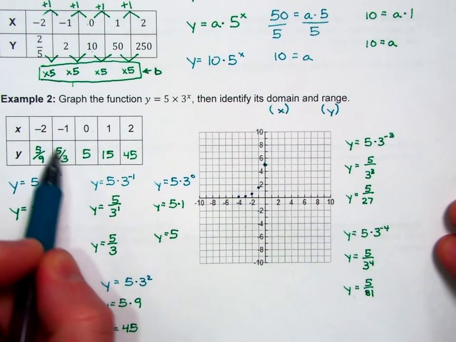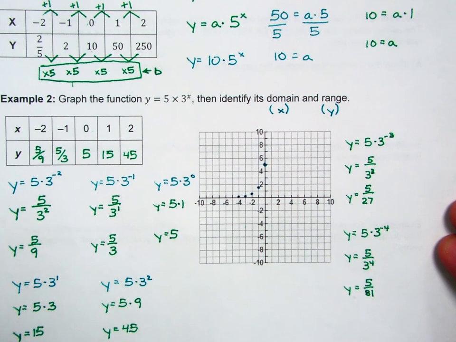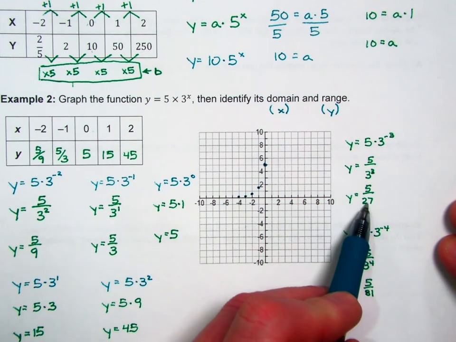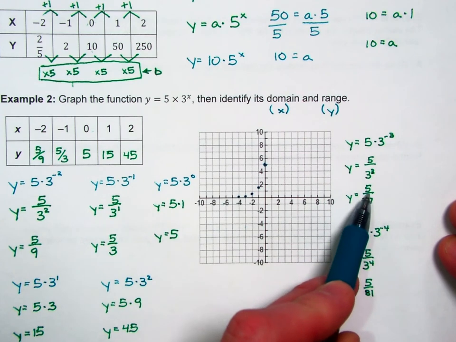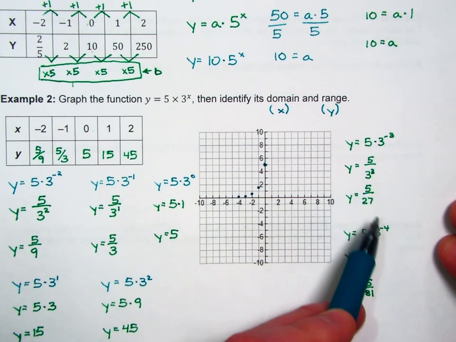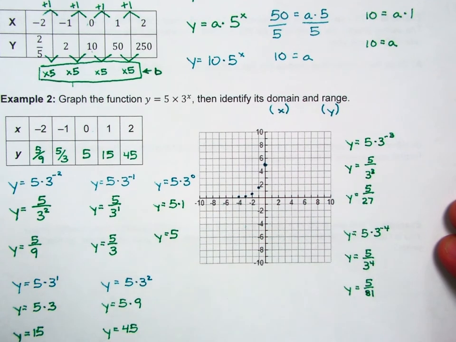So as my x values get smaller and smaller and smaller, okay, what's actually happening is my denominator is getting bigger and bigger and bigger, while my numerator stays as a 5. So if my numerator stays as a 5 and my denominator continues to get larger and larger and larger, it means that my fraction is getting really, really close to 0. But I emphasize, it's really close to 0. It's never going to be 0.